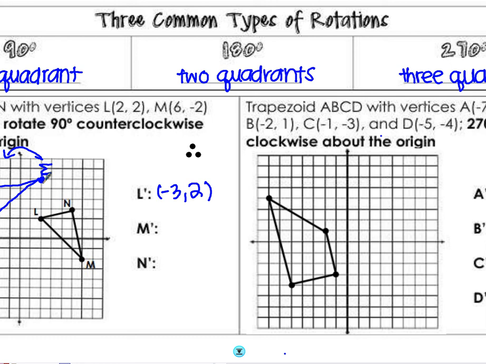M is over here. Okay, so I'm going to go 1, 2. 1, 2, 3, 4, 5, 6. So that's positive 2, positive 6. Okay. Then N prime is located at, here's the origin, so 1, 2, 3, 4. 1, 2, 3, 4, 5. That's negative 4, 5. All right.